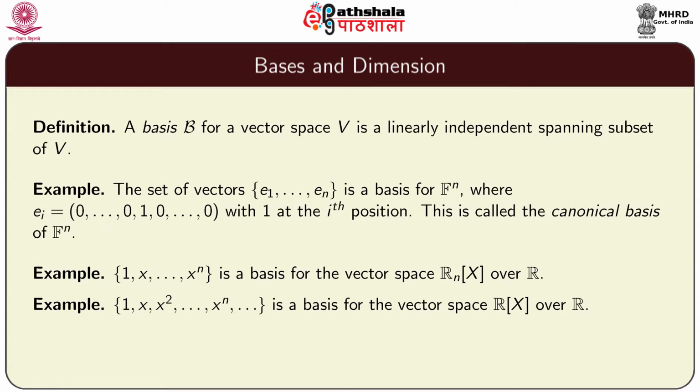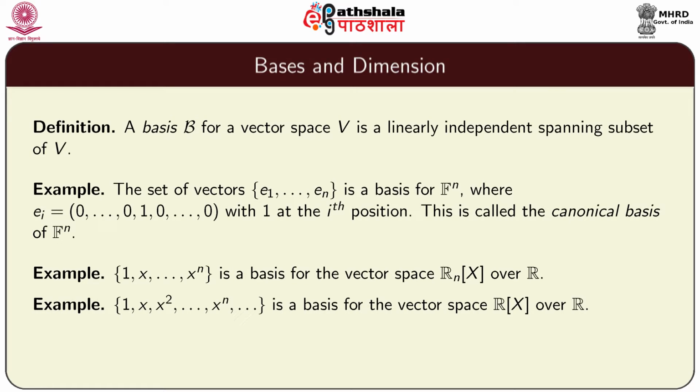You have already seen that this set e1, e2, ..., en is indeed a spanning set for F to the power n, and also you have seen that this set is linearly independent. Combining these two, you have a basis for the vector space F to the power n, and this is called the canonical basis of F to the power n.